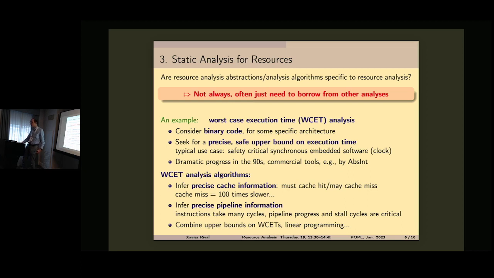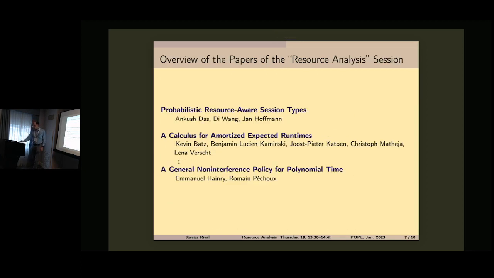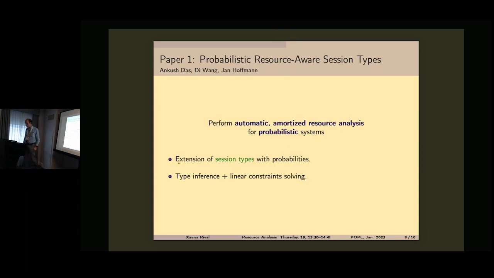Okay, so now I will very briefly discuss the three papers. So the first one is going to set up a probabilistic resource-aware session type system. So the idea is to perform automatic amortized reasoning over probabilistic systems with some amount of communication. And here you will see an extension of types with probabilities and also some inference algorithms with constraint solving. Okay? So that allows you to automatically infer some properties on amortized runtime.